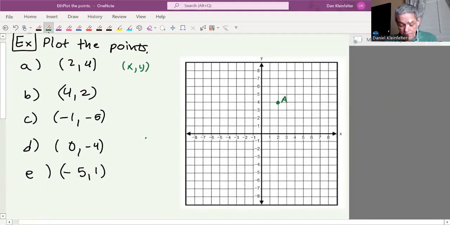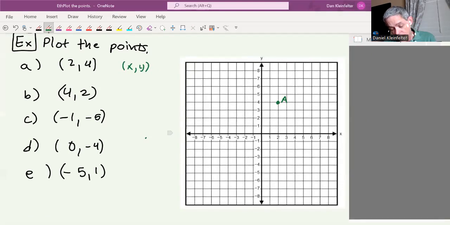Okay. 4, 2, that will be 4 on the x number line and 2 on the y number line. If you played Battleship as a kid, you know how this goes. Only in Battleship, it's numbers one way and letters the other way, right? This one, it's numbers in both directions. So we've got A, we've got B, C, -1, -5. So we'll be -1 in the x direction, -5 in the y direction.